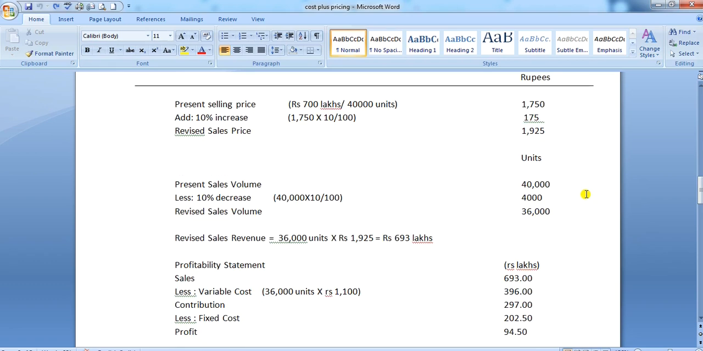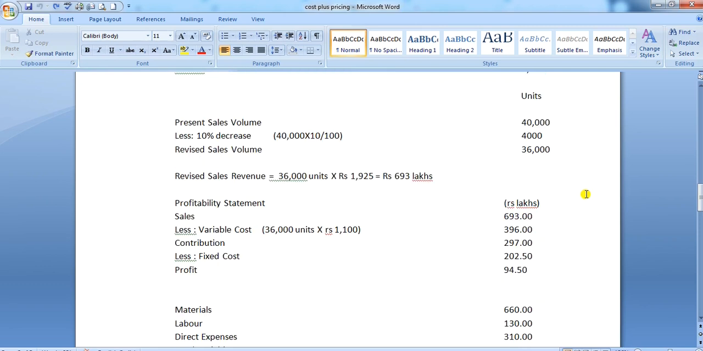So now we go to the sales volume. We have to calculate the 10% decrease in the sales volume. We have the present sales volume as 40,000 units, and 10% of the 40,000 units would be 4,000 units. When we deduct the 4,000 units from the 40,000 units, we get the revised sales volume of 36,000 units. So the revised sales revenue is 36,000 units into 1925 rupees, which will be 693 lakh rupees, right? So this is our revised sales revenue.